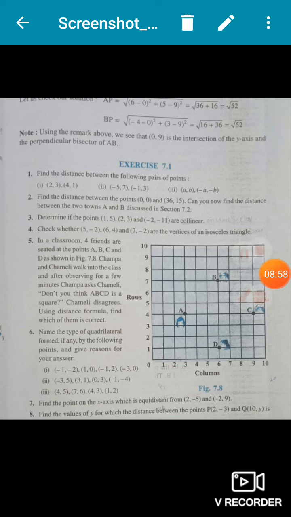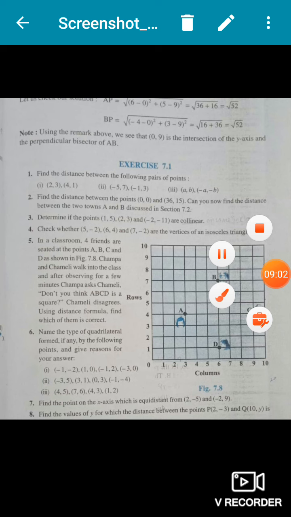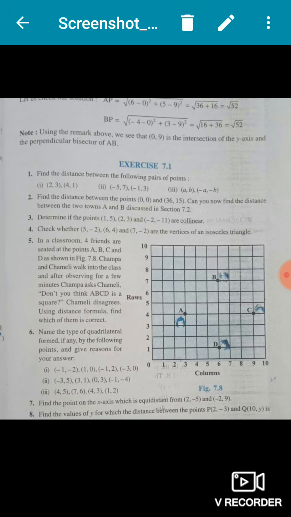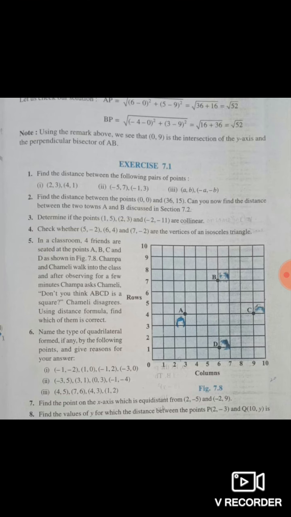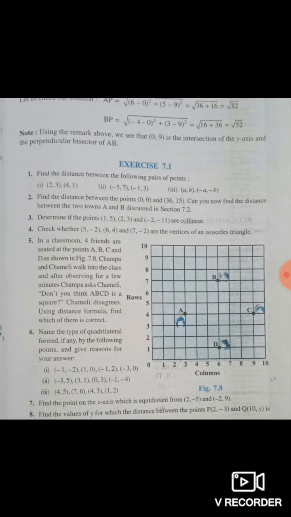Next, look at question number 5. Check whether the 3 points given are the vertices of an isosceles triangle or not. So what is an isosceles triangle? You know, an isosceles triangle is a triangle whose 2 sides are equal. A triangle whose 2 sides are equal, that we call an isosceles triangle. So again 3 points are given to us, 3 distances we will find, AB, BC and AC, and then we will see whether any 2 sides are the same or not.